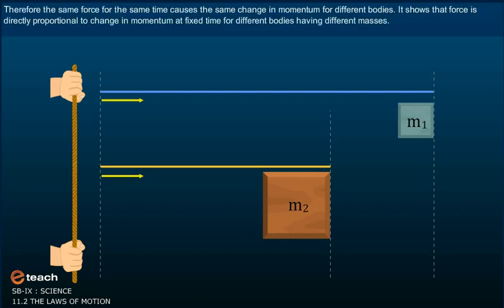Therefore, the same force for the same time causes the same change in momentum for different bodies. It shows that force is directly proportional to change in momentum at fixed time for different bodies having different masses.